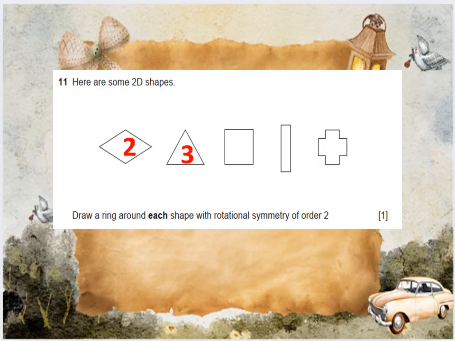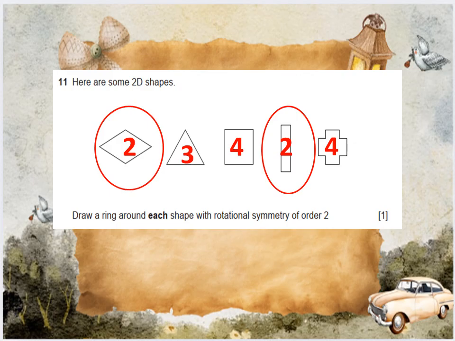This is a square, so it has 4, and this is a rectangle with 2, and then the plus sign will also be 4. So draw a ring around each shape with order 2. It will be the first one, the rhombus, and the rectangle.